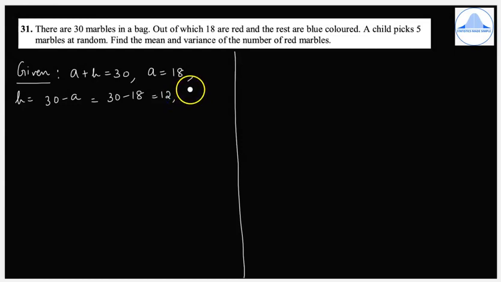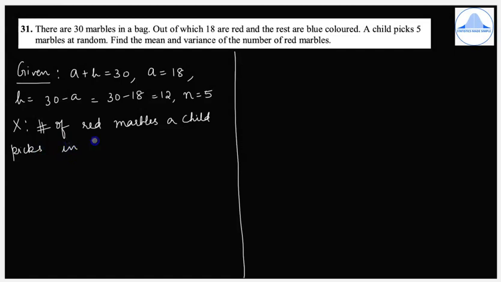Then they've also mentioned that a child picks 5 marbles at random, which means that the sample size n is equal to 5. And here x will be the number of red marbles a child picks in a random sample of size n equal to 5.